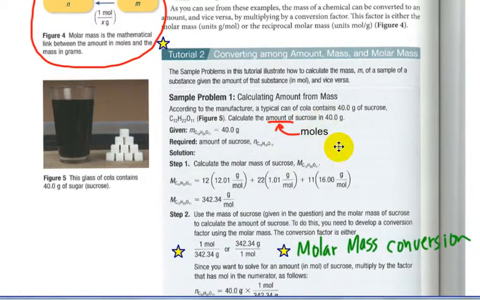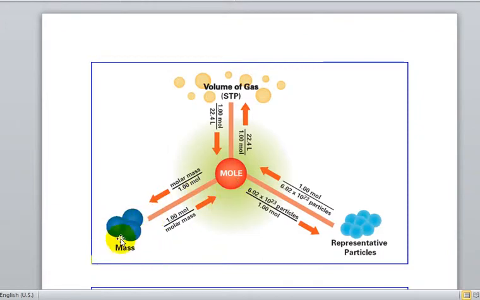Okay, here's another sample problem. According to the manufacturer, a typical can of Coca-Cola contains 40 grams of sucrose, which is C12H22O11. Calculate the amount, and of course amount means moles in this booklet, of sucrose in 40 grams. So we're going from grams to moles. We're going to be using the molar mass, and we're going to be dividing by the grams because remember we're canceling grams, and we want to end up with moles.